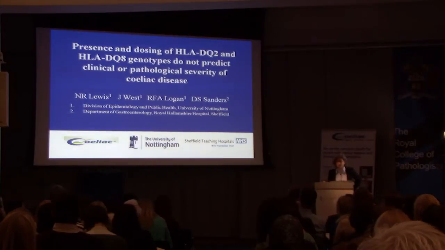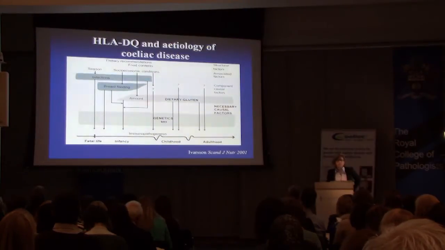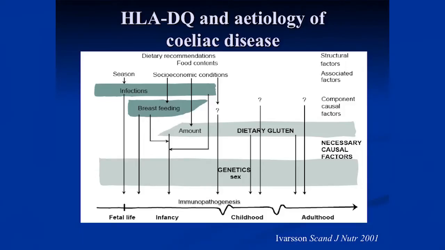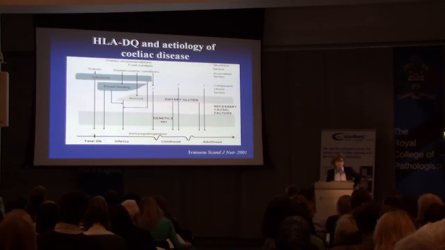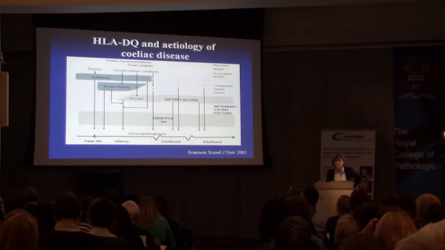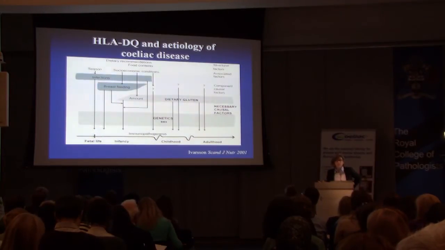We've explored the association between HLA-DQ genotype and clinical and pathological presentation of celiac disease. As we know, celiac disease most likely has a multifactorial etiology with complex interactions between genetic and environmental factors. In addition to the contribution of non-HLA genes, HLA is likely to play a necessary but not sufficient causal role in the development of celiac disease.